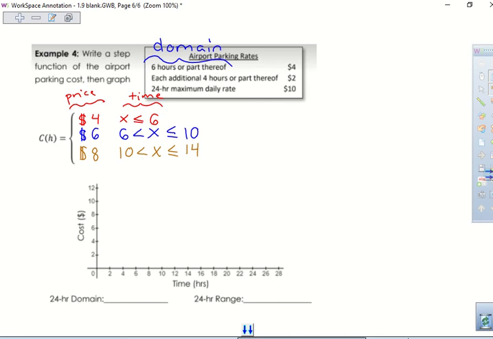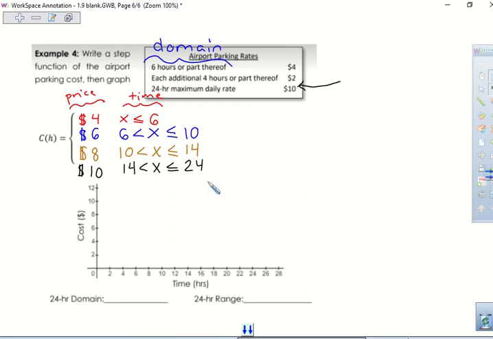Now, lastly, the next step up would be $2 more. You can pay $10. But what do you notice happens when you pay $10? Then you get the 24 hours. You get the 24-hour pass, so you don't have to worry about paying another $2. Again, that's the maximum cost, right? So if you park anywhere from 14 to 24 hours, you're going to pay $10, and that's where it caps off. Does everybody understand that concept?